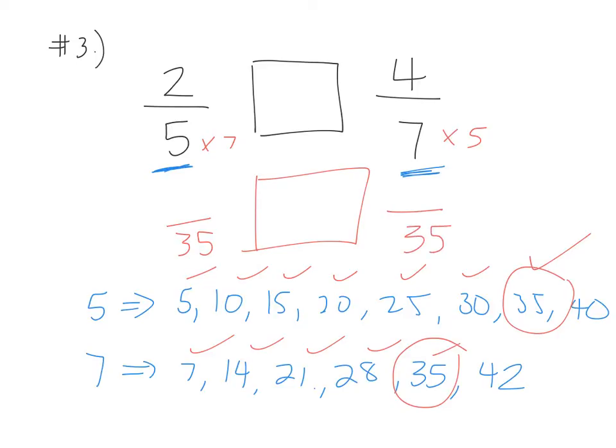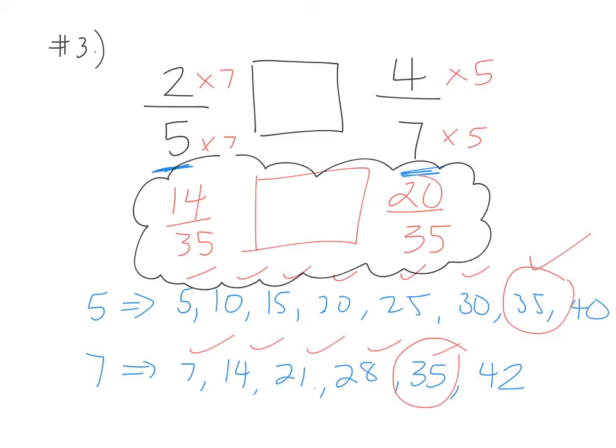So we made both the fractions out of 35, but if we multiply the denominator by 7, what do we do to the numerator? Multiply by 7. And here the numerator. Multiply by 5. Good. So 2 times 7 is 14. 4 times 5, 20. Now is this easy to compare? 14 out of 35 and 20 out of 35. 20 is larger, so 14 out of 35 is less than 20 out of 35.